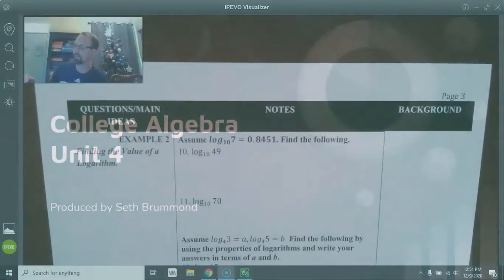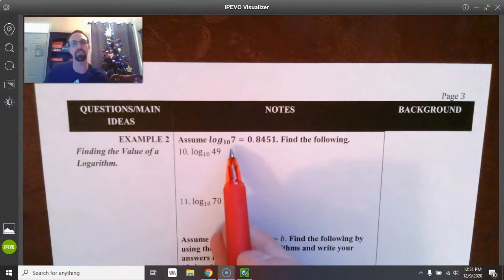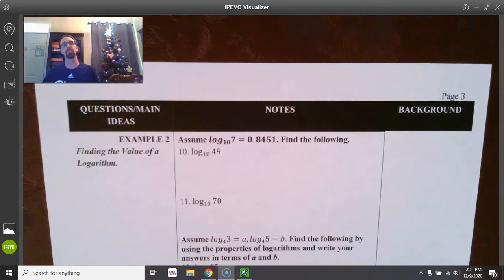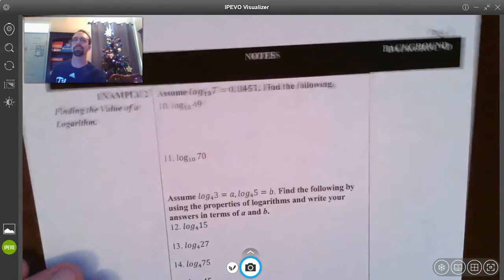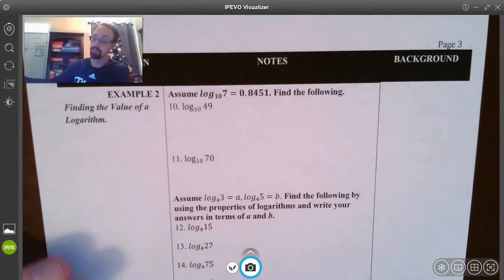Example 2 is finding the value of a logarithm. So we're saying assume that log base 10 of 7 is equal to 0.8451. So this is actually an approximation of what this value is. And what I want you to do is find the following. So I'm telling you, do this without using a calculator. So how would you do this without a calculator? Here's what you would do.